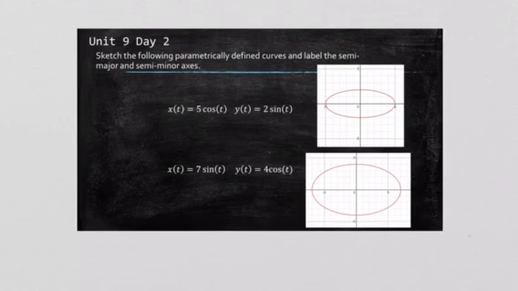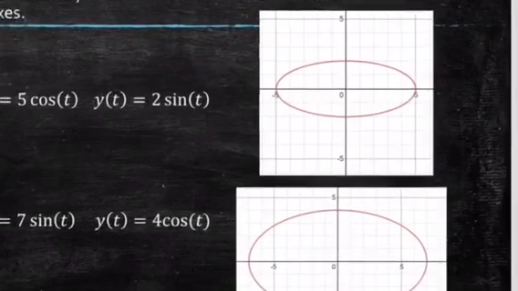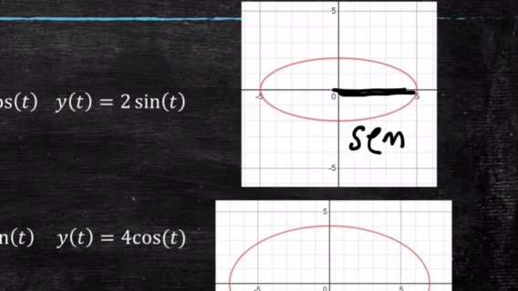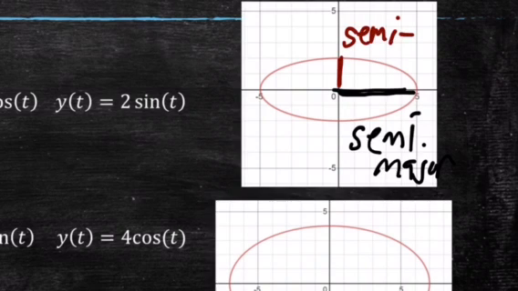Okay, so here we go. We have 5 cosine t, 2 sine t. Looks like this. Okay, and you should label the 5 as the semi-major, and then label the 2 as the semi-minor axis of these ellipses. So that's 2, and then that's 5.